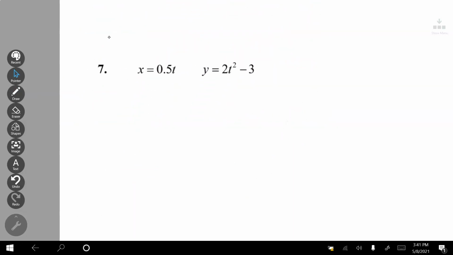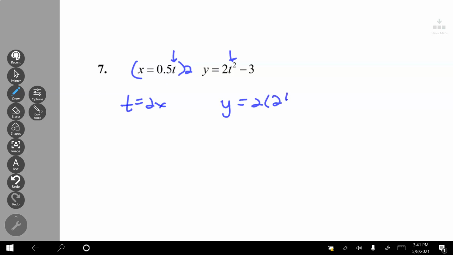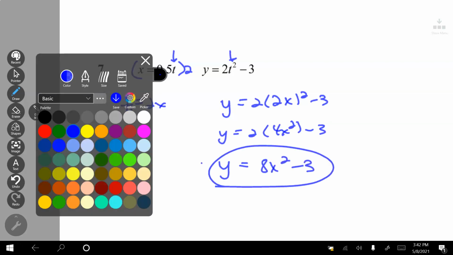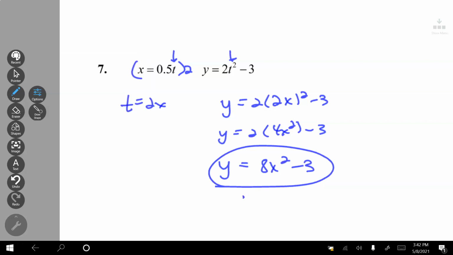This last one, I want to solve for t. I have this t here. I'm going to double everything. So I get t equals 2x. I can put in for this t. y equals 2 parentheses 2x squared minus 3. y equals 2 parentheses 4x squared minus 3. y equals 8x squared minus 3. And that graph is a quadratic, or if you want to call it a parabola. They are all the same to me.